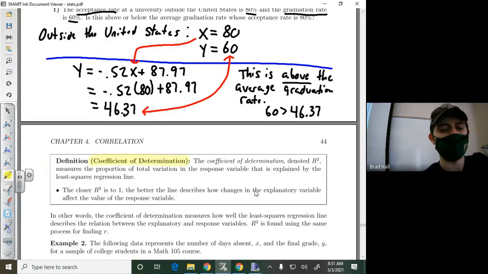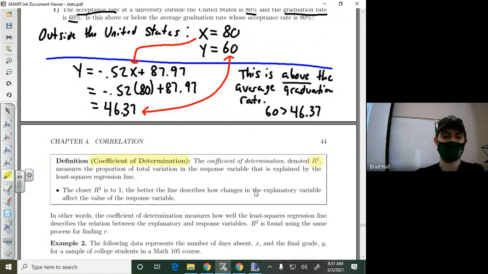The coefficient of determination, so the technical term of it, is the proportion of total variation in the response variable that is explained by the least squares regression line, which sounds very technical. So it's denoted R squared. That's probably the most important part from that first paragraph.